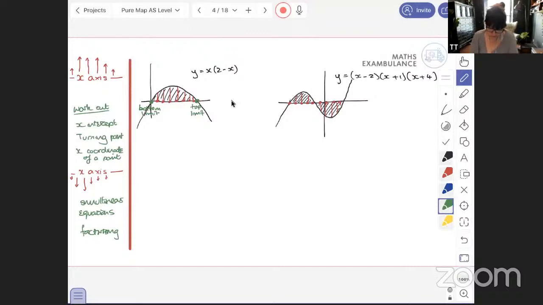Okay, bottom limit, top limit. So in this case, pretty easy. Bottom limit is 0. What's the top limit? Well, let's solve: x times (2 minus x) is 0. So either x is 0 or x is 2. So the top limit is 2. And this is what we need to work out. Now, from this point, it's integrating. So we'll come back and do that later.